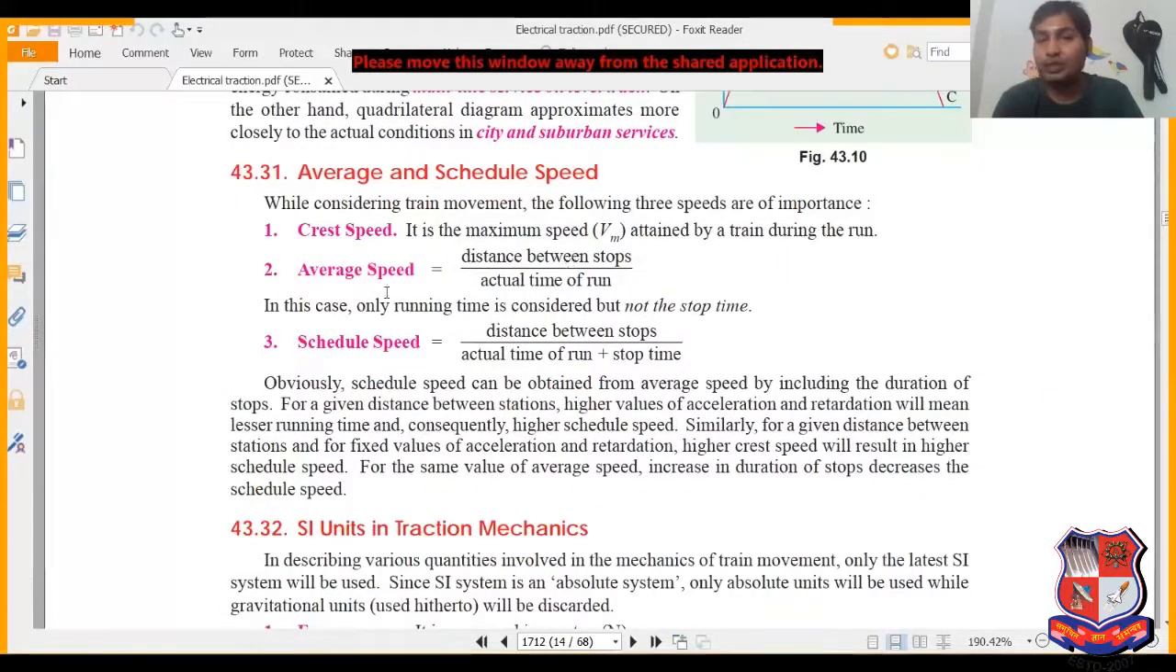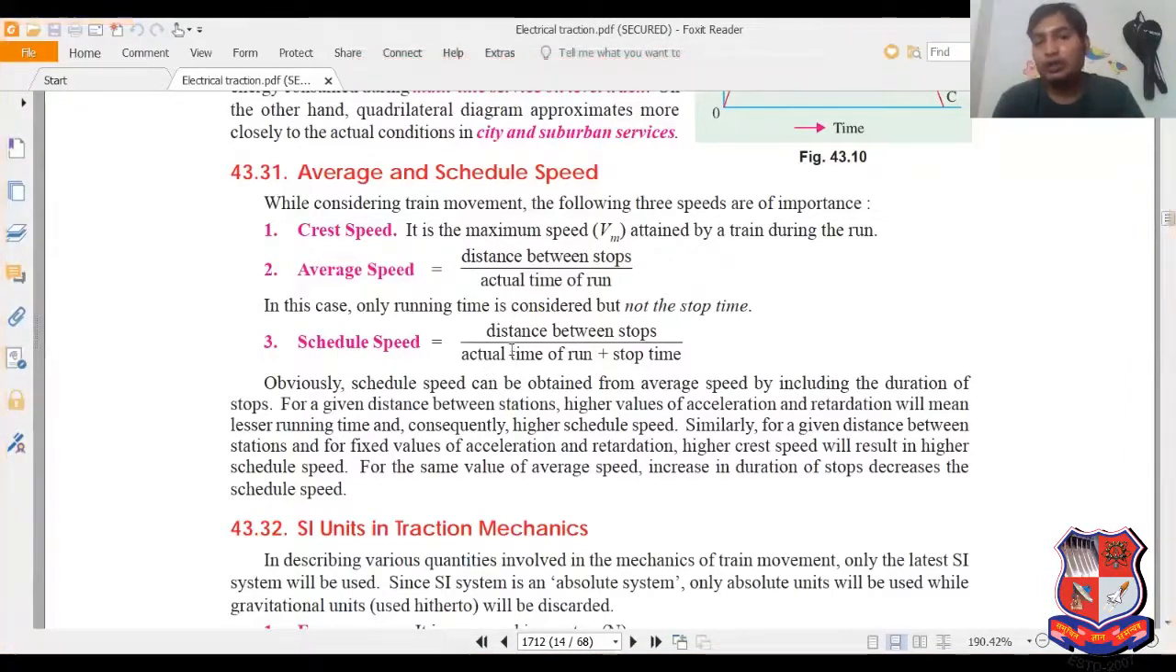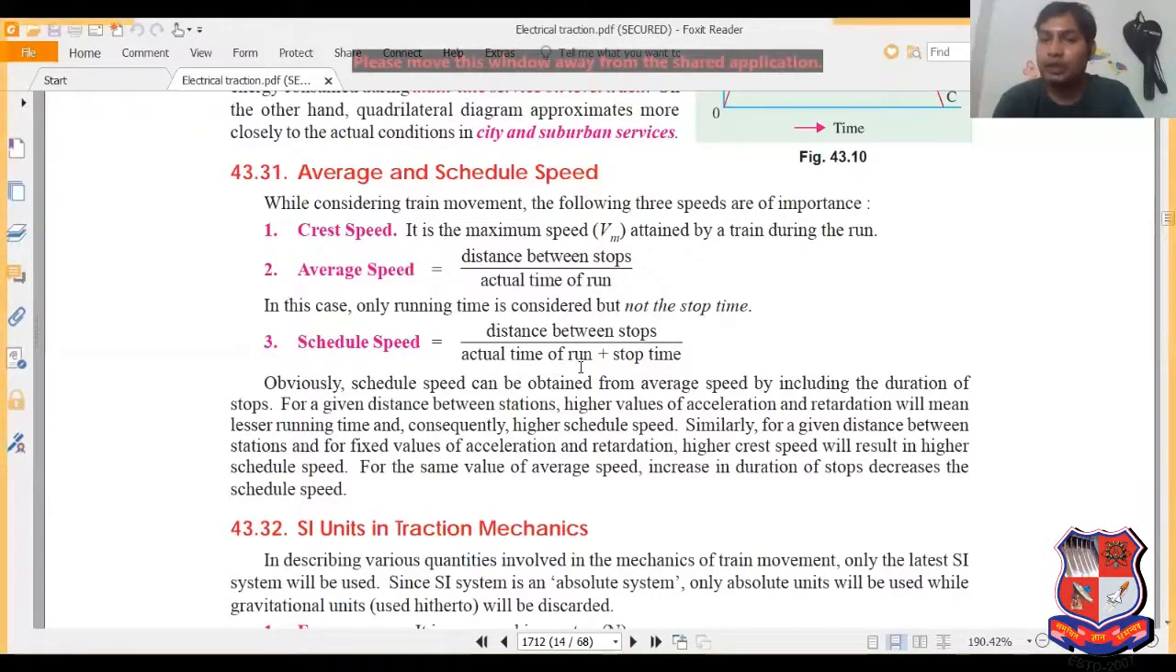Then average speed, as we know, is the distance between two stops over the actual time of run. Then we have another interesting speed, that is scheduled speed. It is the distance between two stops over the actual time of run plus stop time. So there is a fine difference between average speed and scheduled speed: scheduled speed also considers the halt time, the stoppage time. That's why scheduled speed will always be less than or equal to average speed.